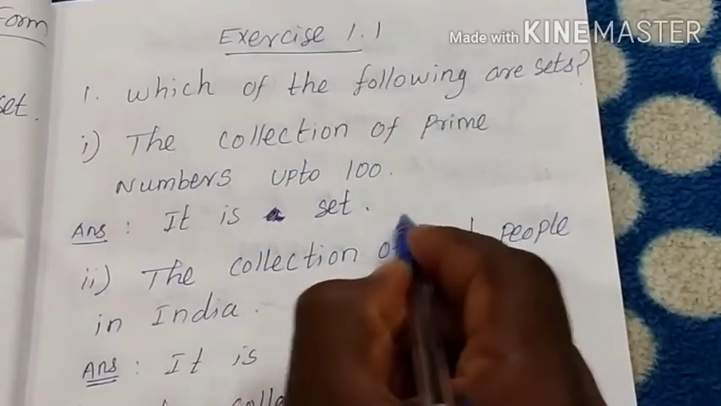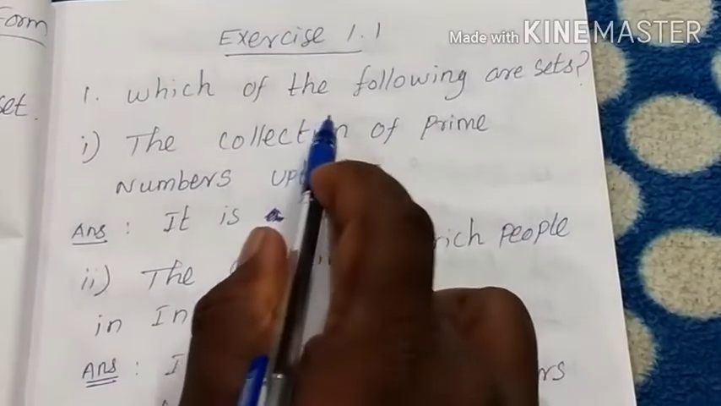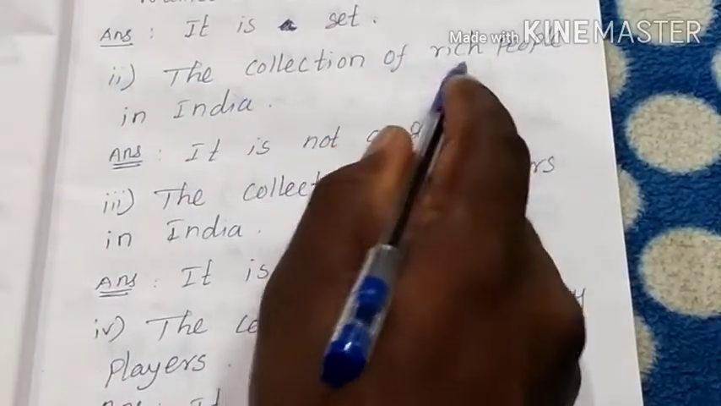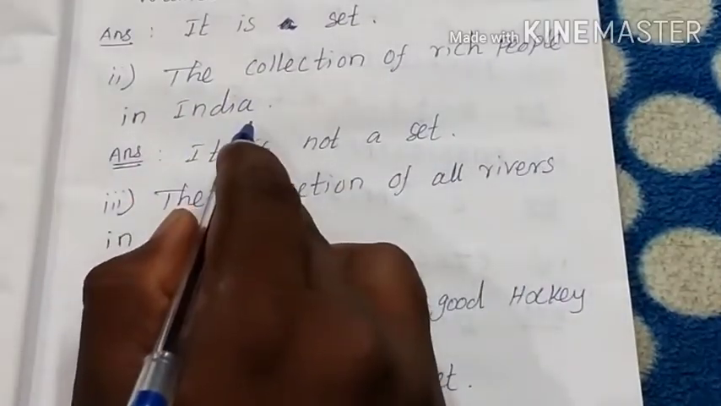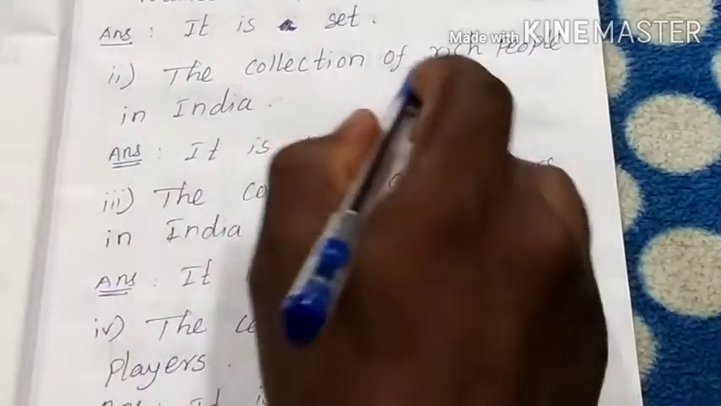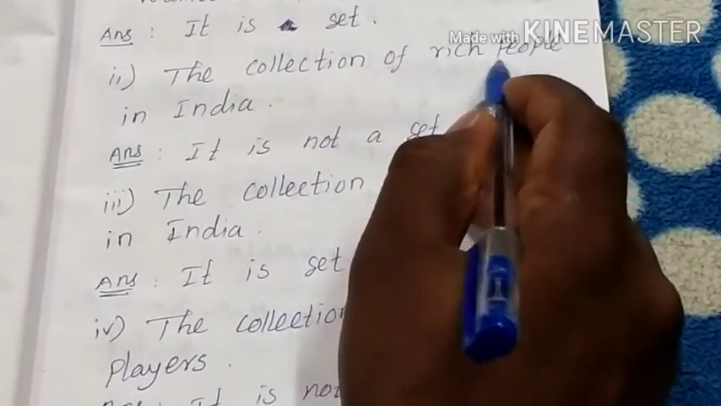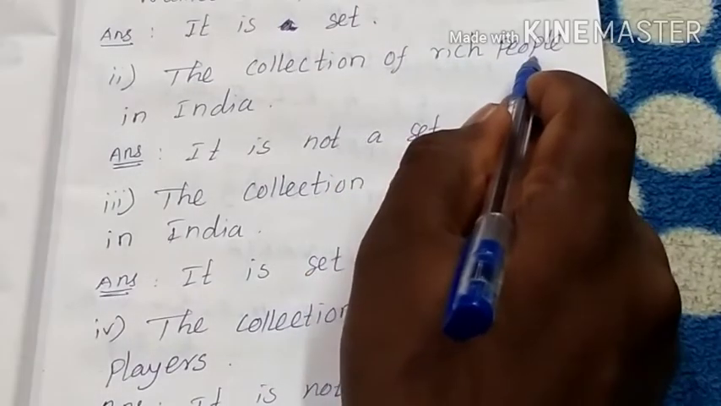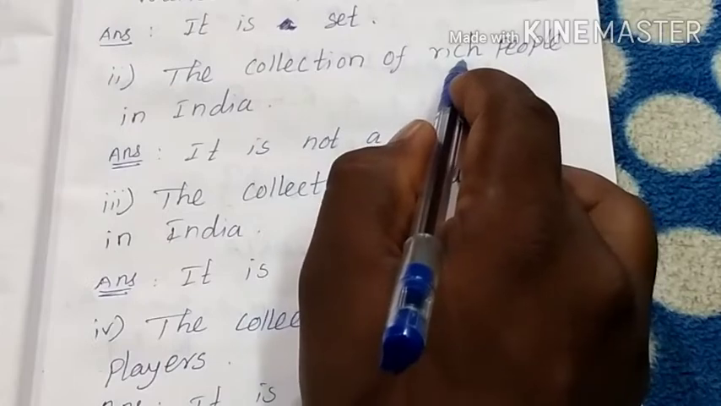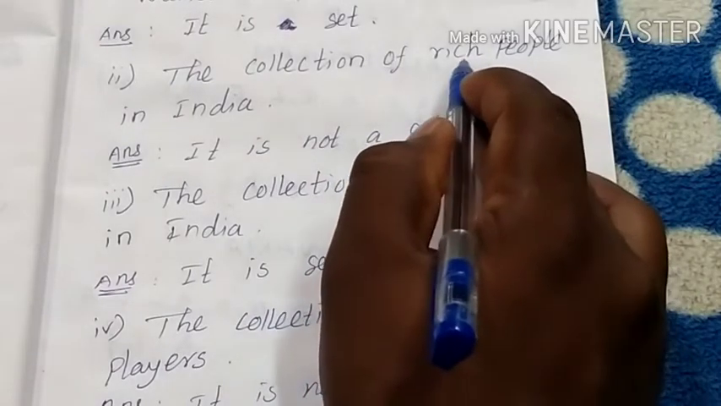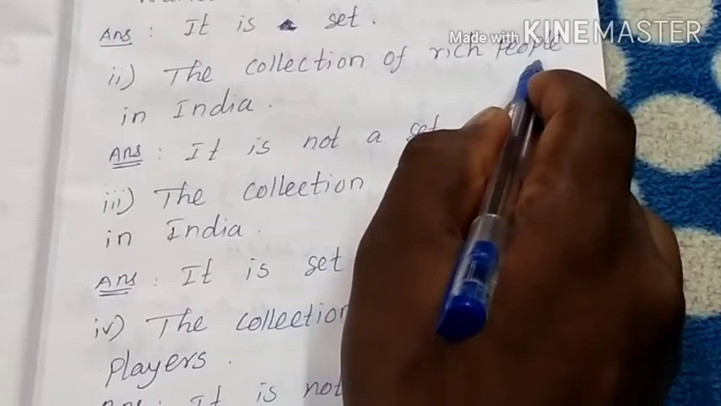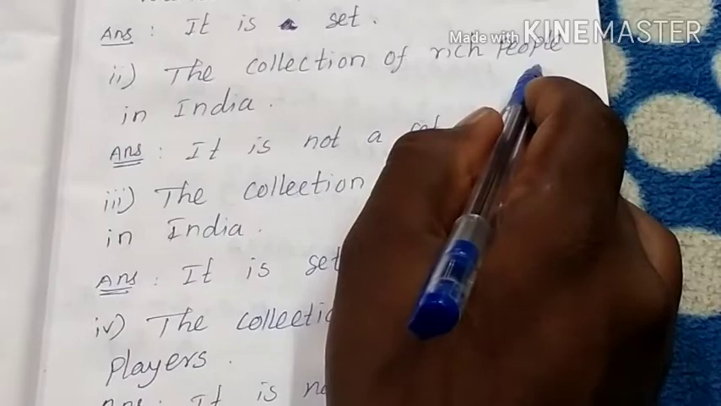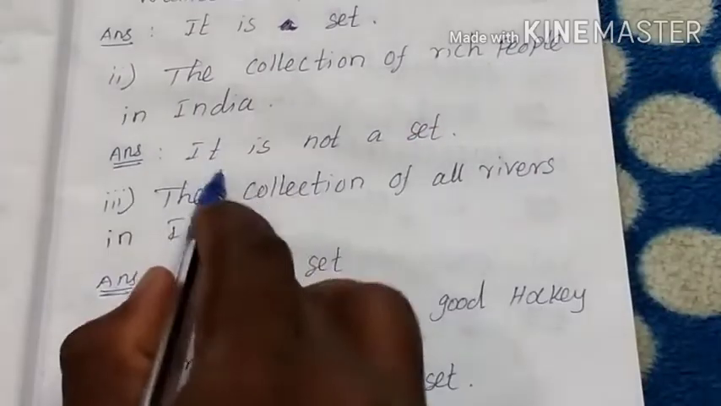Here there is no need to write the reason, because the question is which of the following are sets. The second question, the collection of rich people in India. Is this well defined? It's not, because who is rich can change. Comparing people, it is not easy to identify the rich, so this is difficult to agree on. So it is not a set. Have you understood the reason?